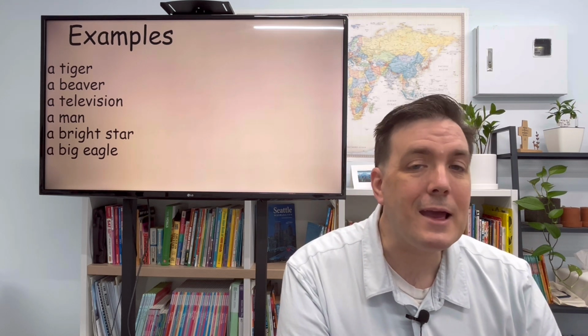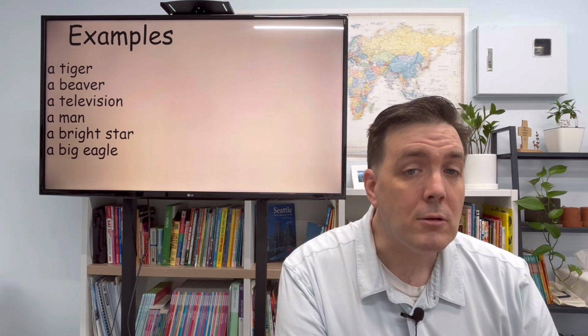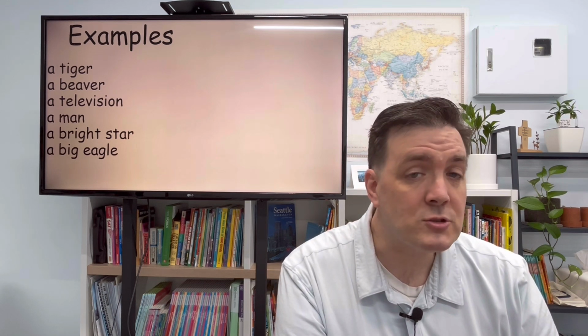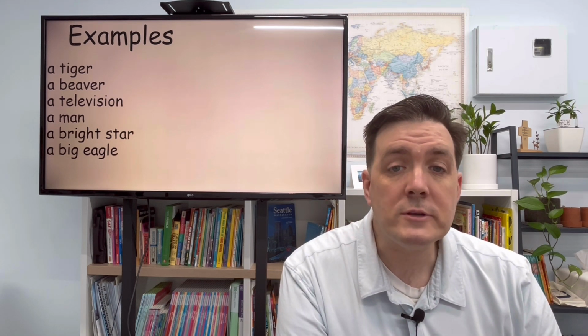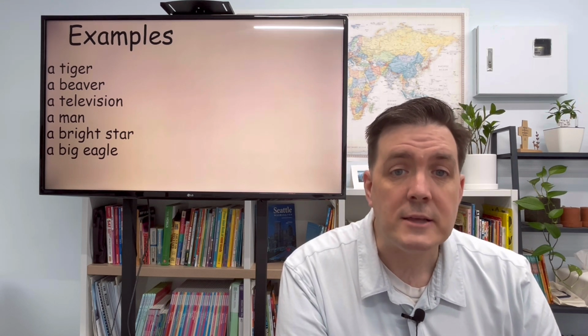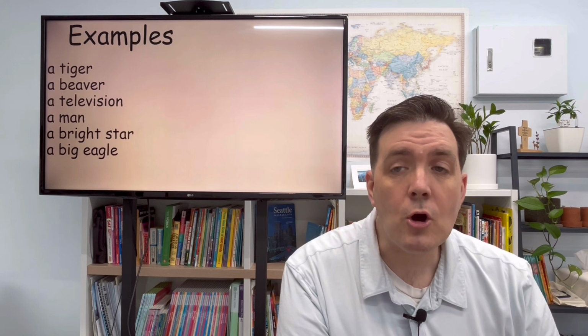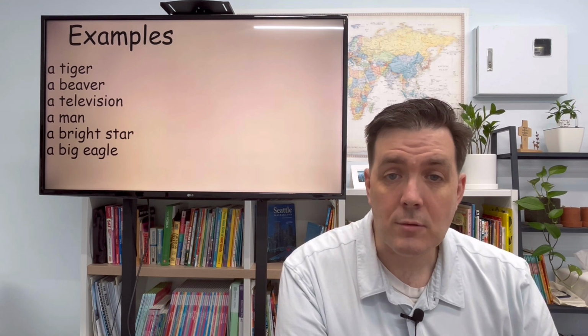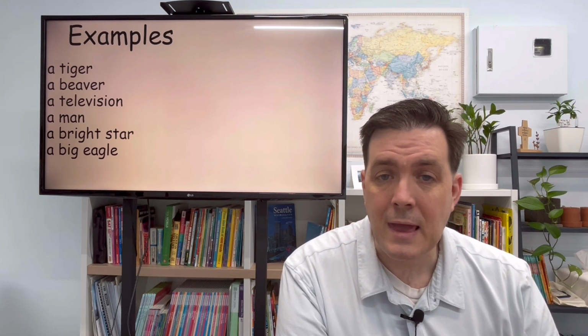Now I put big eagle in there on purpose. Eagle, of course, starts with a vowel. It starts with the letter E. So why did we say a? Because the adjective in front of it is big. So even though eagle is the noun, we say a big eagle.